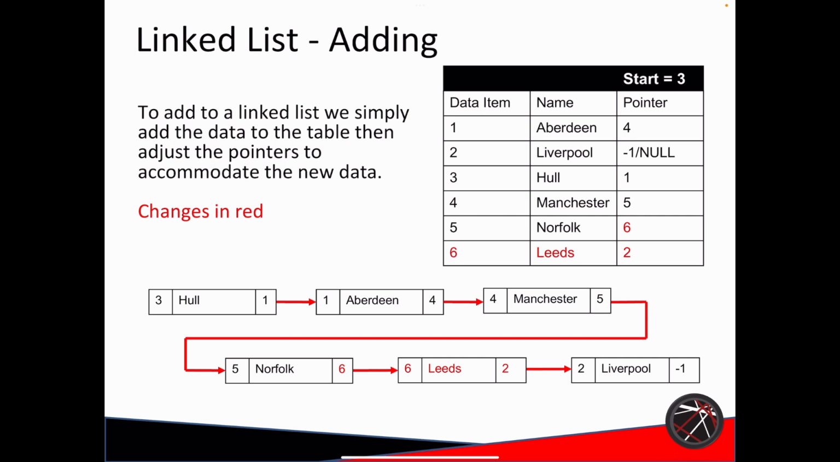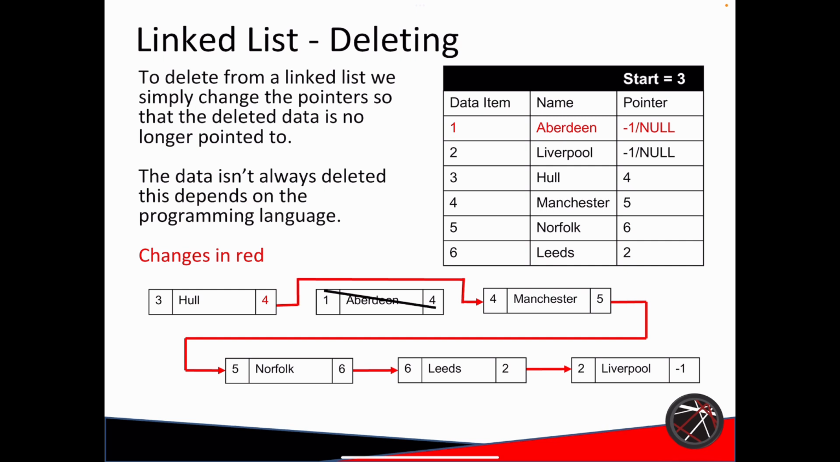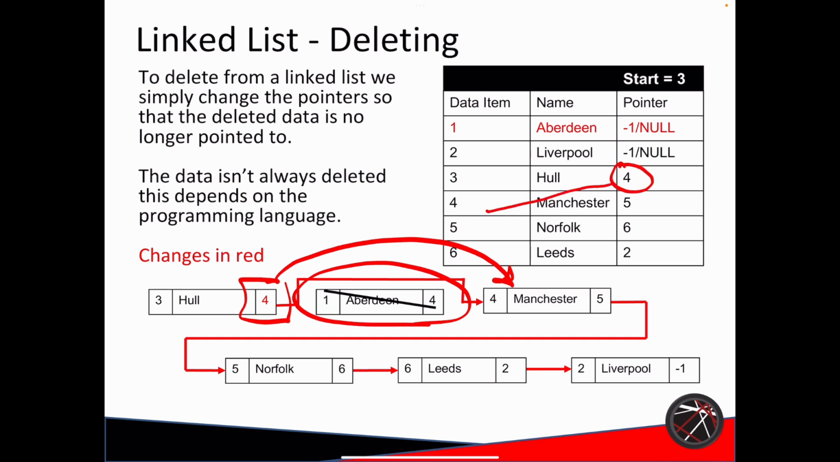If we want to add, we can see here that Leeds has been added. So all that's happened is that this pointer has changed to include the new line of 6, and therefore Leeds now points to Liverpool. So you can see that Leeds was just added to the bottom of the table, and therefore links across. We can delete easily as well. So you can see that Aberdeen has been removed, and therefore instead of pointing to Aberdeen, Hull now points directly to Manchester. So in other words, Hull on the table, line 4, points to line 4 of Manchester.